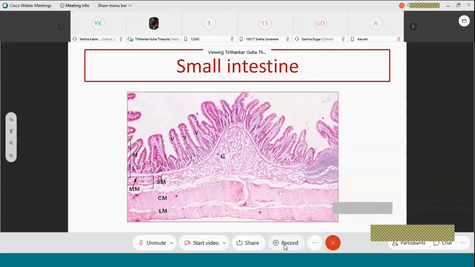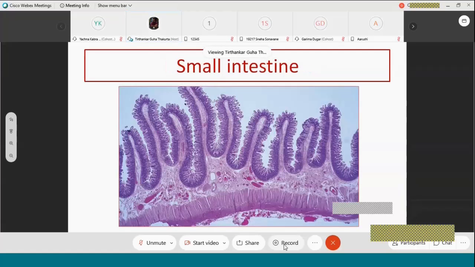This is a more magnified picture. You can wonderfully see the villi lined by tall columnar epithelium. What is the name of the tissue that is present inside the villi? This tissue consists of small blood vessels and loose tissue. This is called lamina propria.